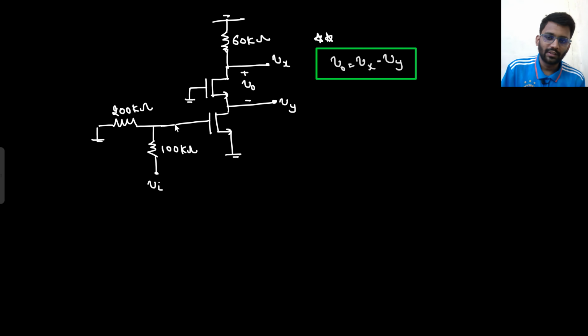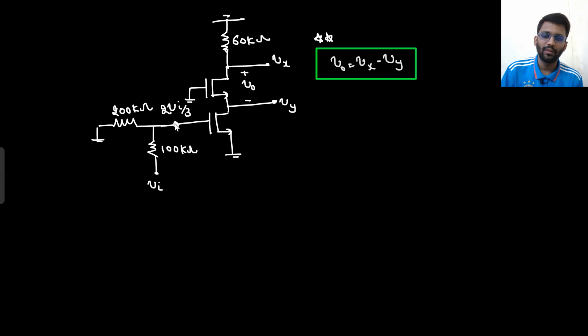This is V in. So what is the node voltage coming here? It will be V in by 3, right? Because there is no current going here, you can simply divide the potential. How will you divide the potential? I'm really sorry. 200 kilo ohm divided by 200 plus 100, into V in. So this potential will be 2 V in by 3.